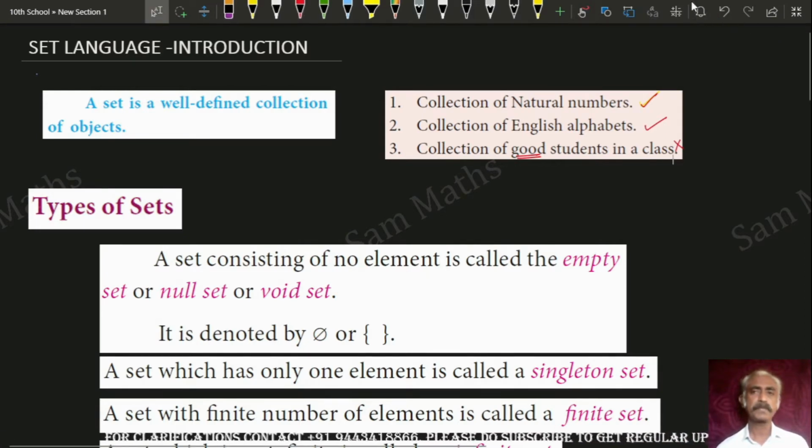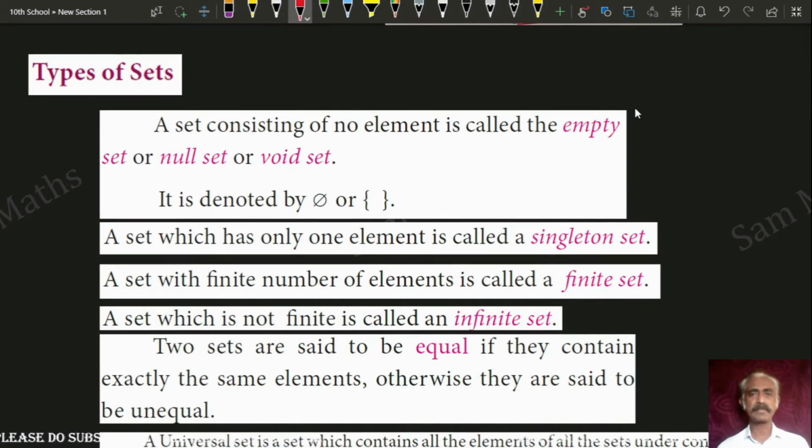Next is types of sets. A set consisting of no element is called an empty set or null set. Empty set means there is no element. Next is singleton set. The word itself says only one element. Finite set, finite number of elements. Infinite set, for example, natural numbers. Natural numbers start from 1, 2, 3, etc. This is an example of an infinite set.